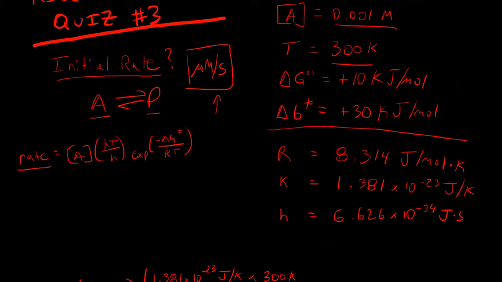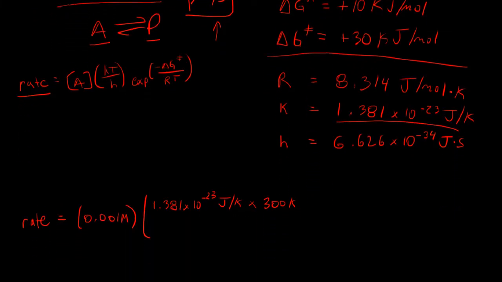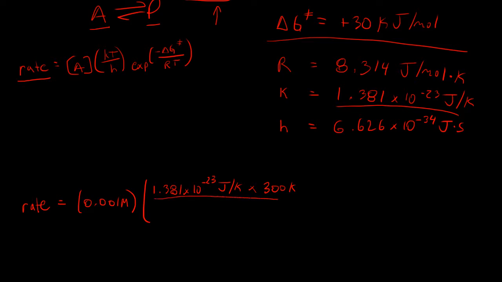So we've used these three so far, and that's going to be over h, Planck's constant. So that's 6.626 times 10 to the minus 34 joule seconds. So we've used this as well. Now, we can take this and we need to multiply it by exp of negative delta G double dagger, which is our transition state's energy, over RT.